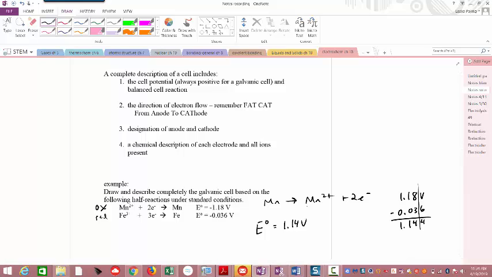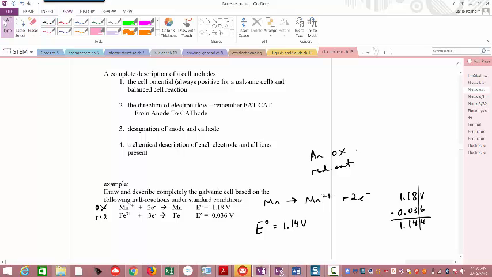So we need to know the direction of electron flow. It's going to go from the anode to the cathode, and "An Ox, Red Cat" helps us remember. So the cathode is the manganese. Wow, that's oxidation. I just wrote that and then I still wrote it backwards. So let's try this again.